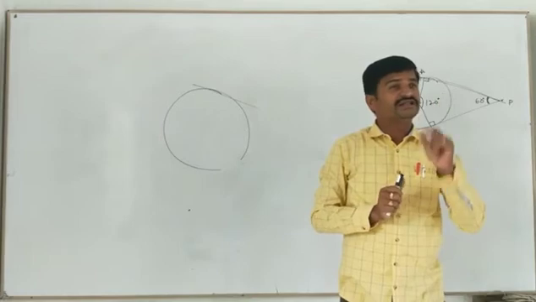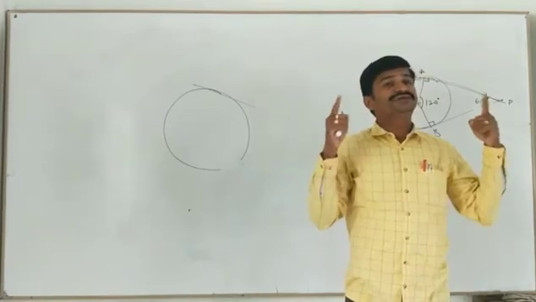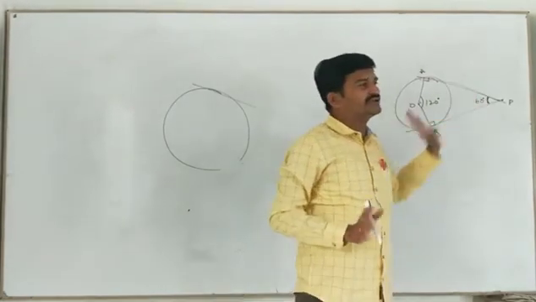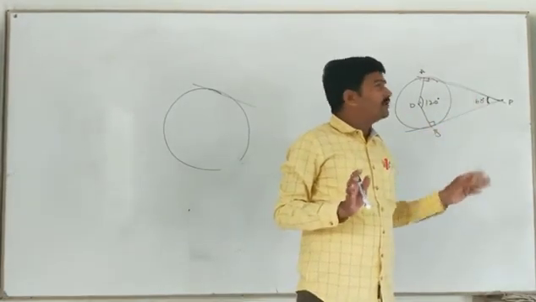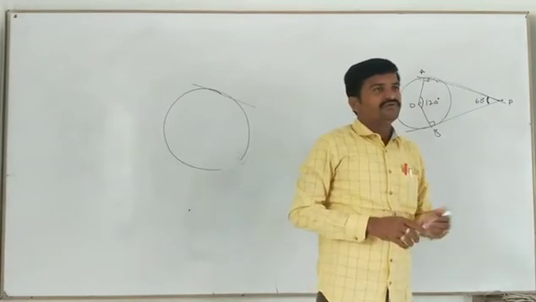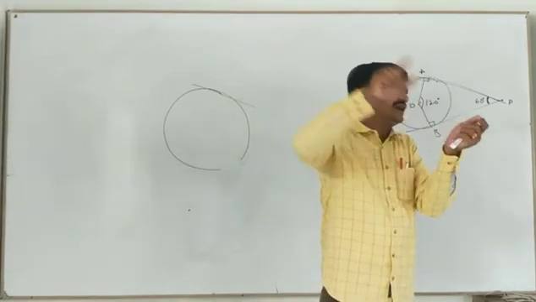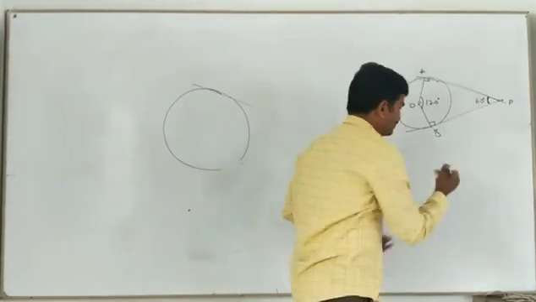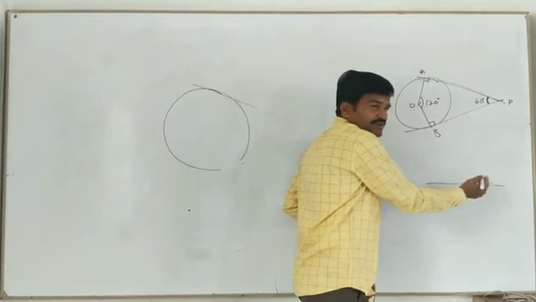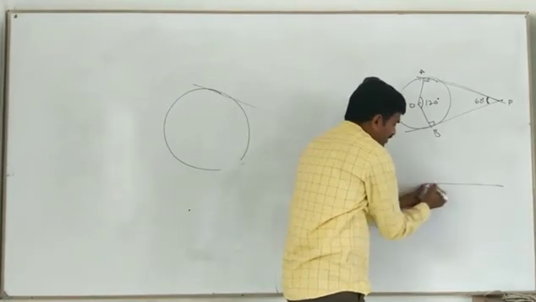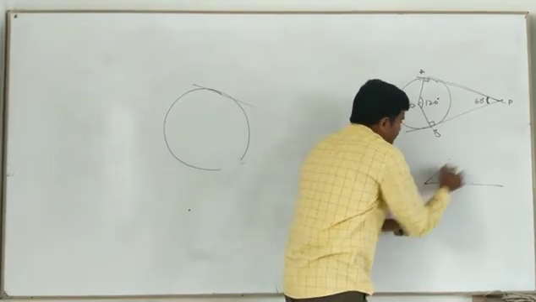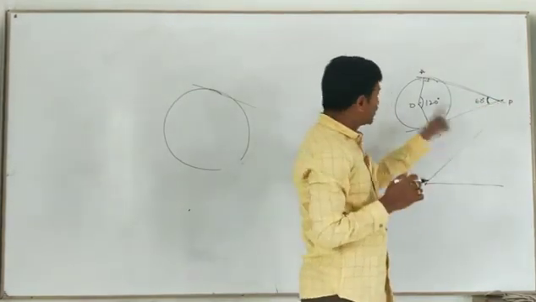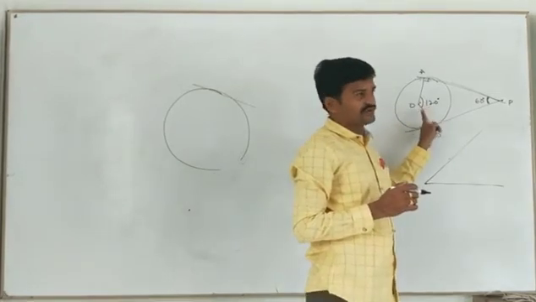So what other information is given? Those two tangents are making an angle of 60 degrees. Here, this angle is 60 degrees. That's all. Suppose you want to draw a 60 degree angular ray, where will you keep the protractor in the middle point? If one baseline is known, then we can keep the protractor here and mark 60 degrees, then draw like this. But here we don't know the baseline.